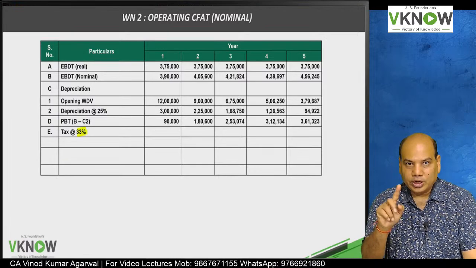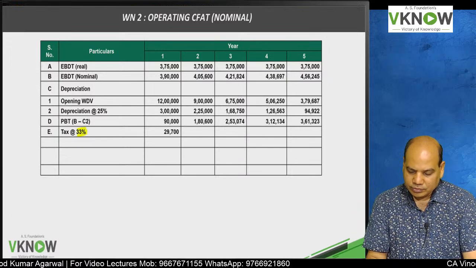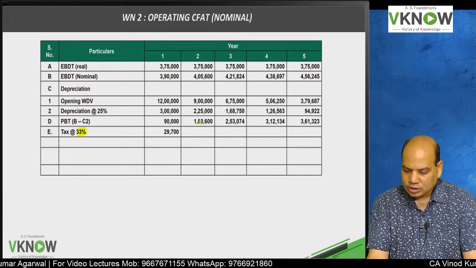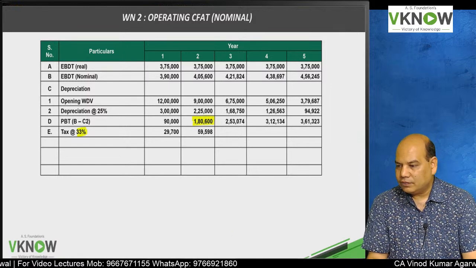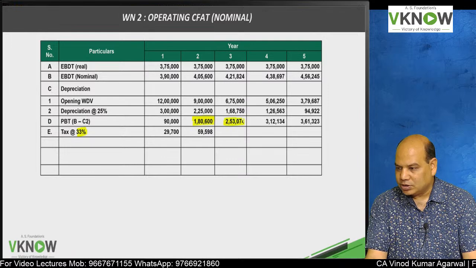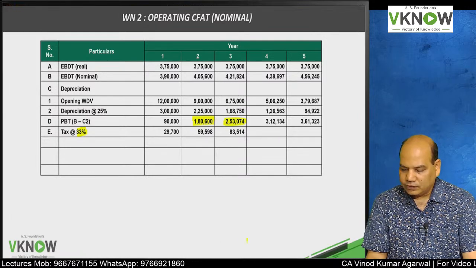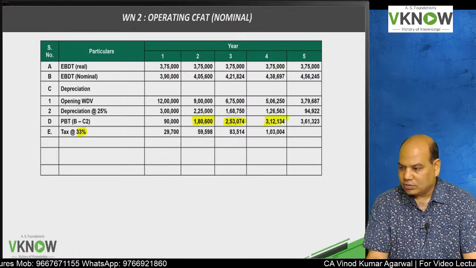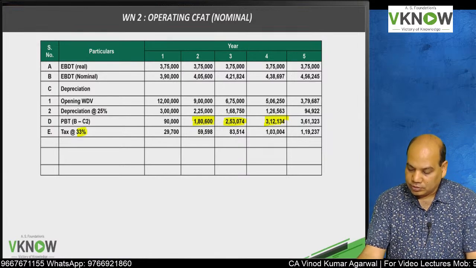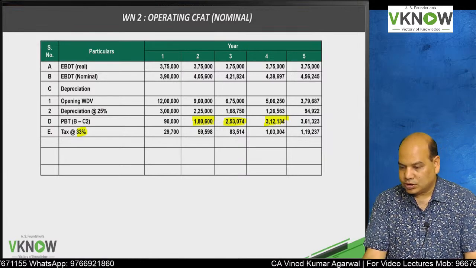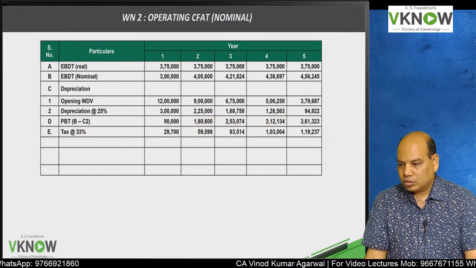Shortcut. First you type 0.33 into 90,000. 29,700. Type this number, press equal to 59598. Type this number, press equal to 83514. Type this number, press equal to 103,004. Last one, 119237. Okay.